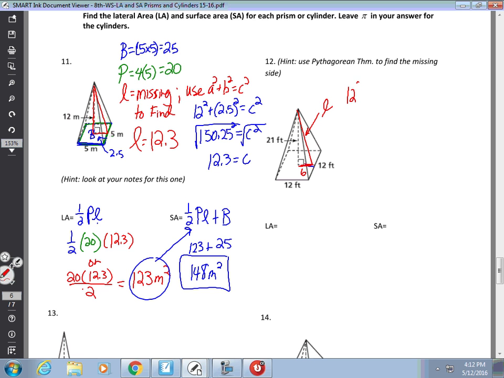We're going to do 12 squared, 21 squared, excuse me, plus 6 squared equals c squared. This comes out to be, I don't think I did this part. I think if you put it in the calculator all at once, it's a decimal answer.